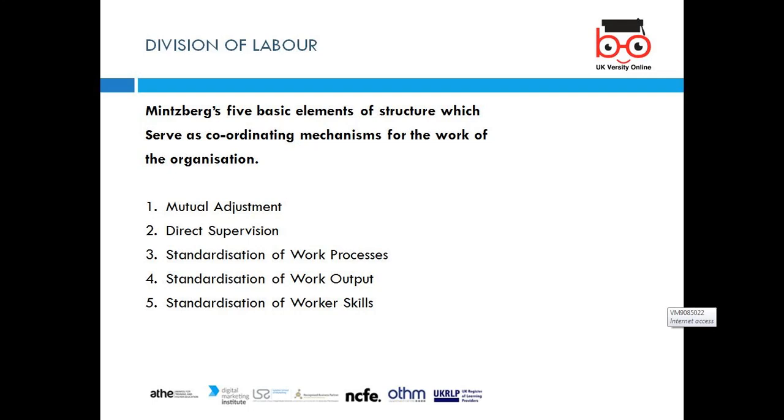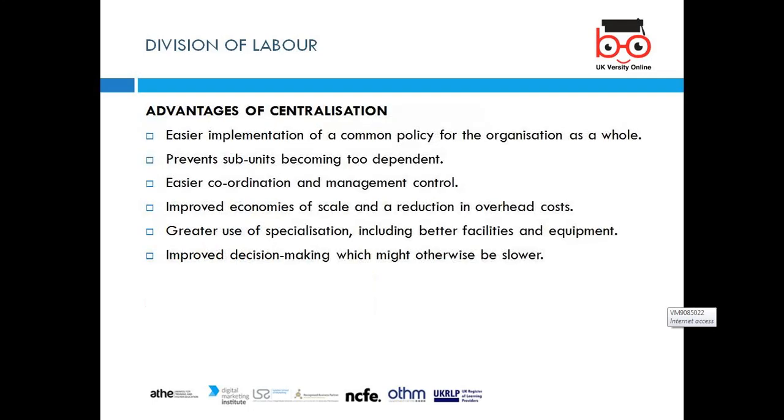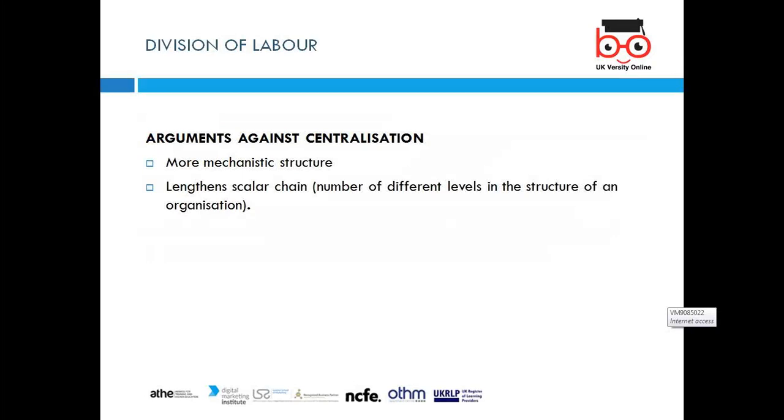The author divides the 5 basic elements of structure which serve as the coordination mechanisms for the work: mutual adjustment, where we can mutually adjust within the organization, direct supervision, and standardization of the work processes. Standardize means just making things standard so everyone follows it and everyone is well aware. So standardizing of the work output, standardization of the worker skill. The advantages are in centralization. Centralization, so everything is centralized.